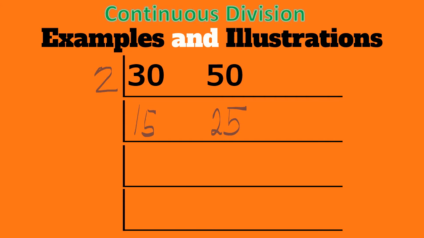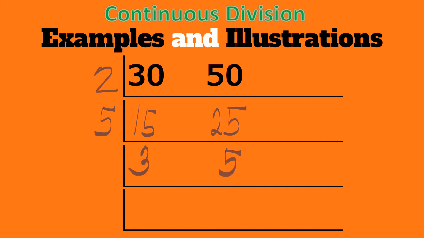Ito naman dalawa. Ano naman yung pwede nating gamitin na prime number na pwede nating gawing divisor for these two given? Pwede nating gamitin ang 5. Tama? Hindi naman pwede ang 2, hindi rin pwede ang 3, because 25 cannot be divided by 3. Tama? So, ayan. 15 divided by 5 is 3, and 25 divided by 5 is 5.